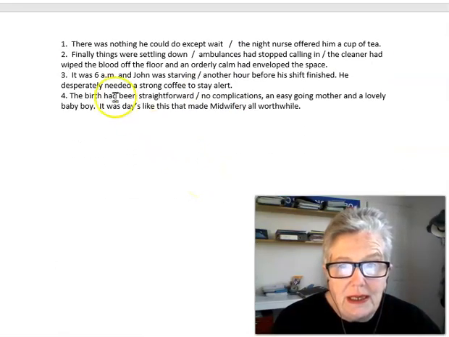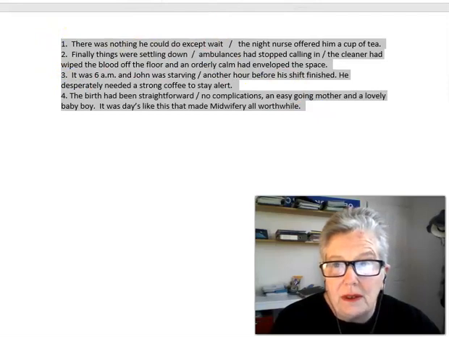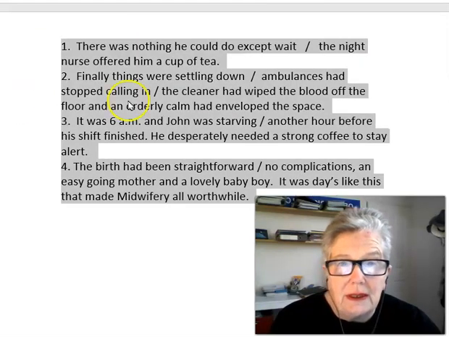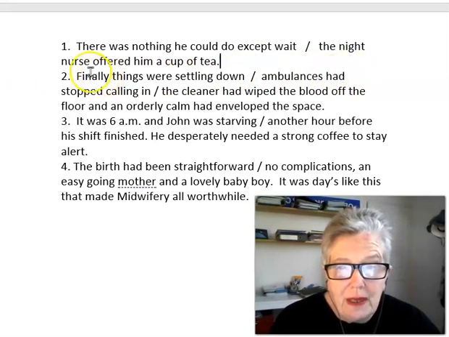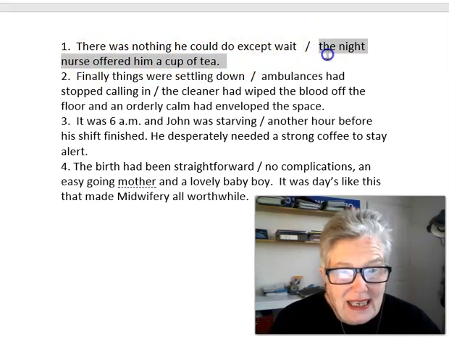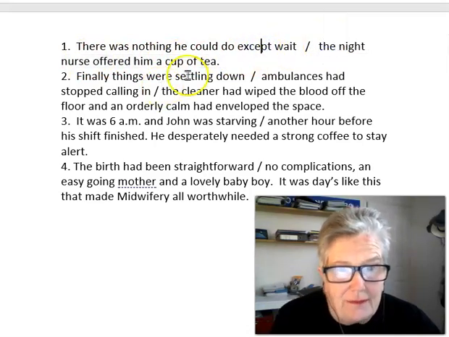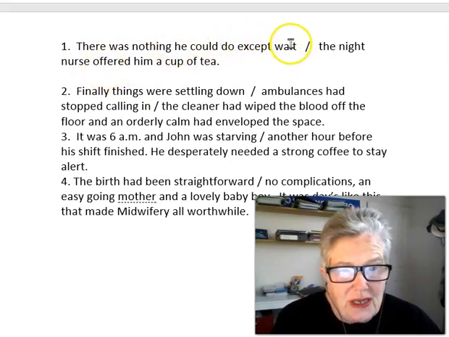Now, do these exercises here require a semicolon? Where could you put a semicolon, or where could you put a comma? There was nothing he could do except wait. The knight offered him a cup of tea. Now, is this connected to that? What do you think? There was nothing he could do except wait. Who is he?